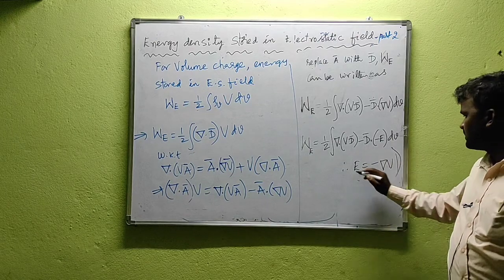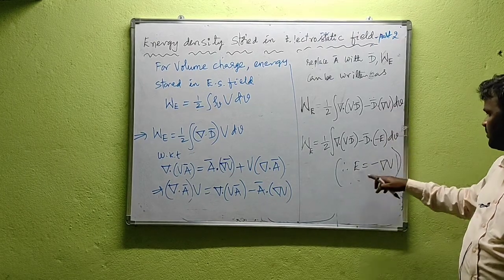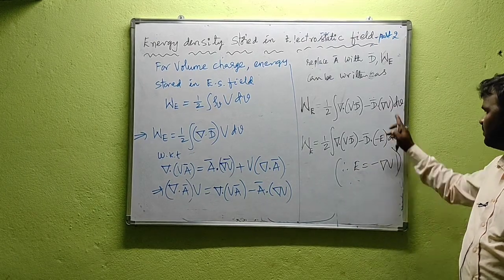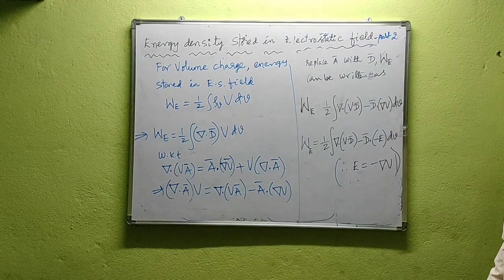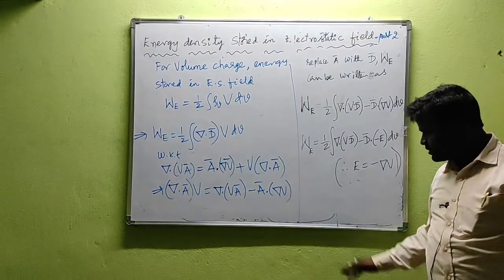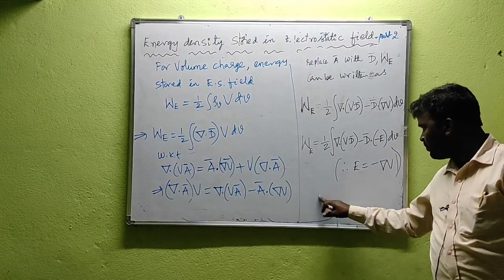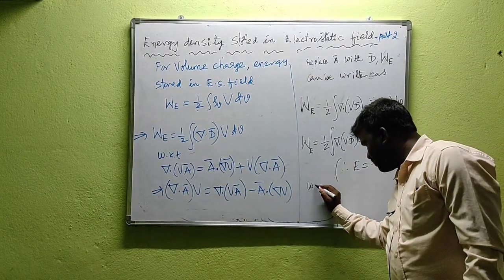Since E equals minus del V, here del V is, if E equals minus del V, equal to what? Minus E. I replace del V with minus E. Okay. Now simplify this one. In order to simplify this one, we need to go for V.